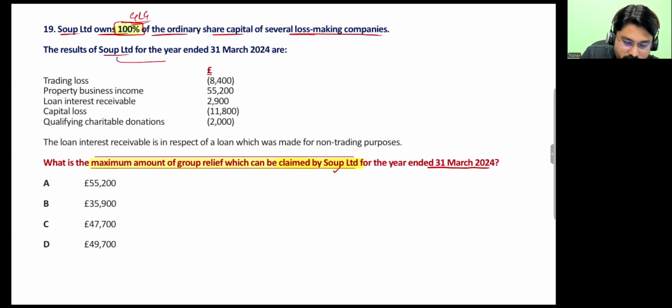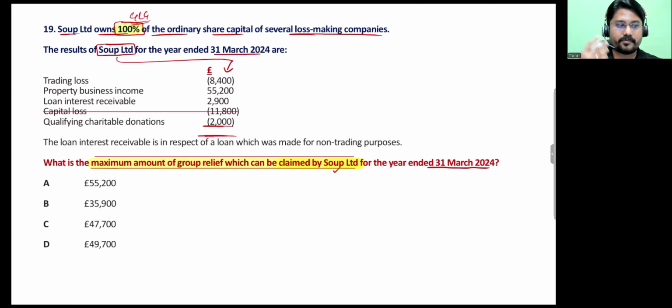S company's results for the year ended 31st March 24 are given. And as I guided you, capital losses are ignored for group loss group purposes. Except for this, can you please check how much amount is available for S company by adjusting its own losses with itself? Firstly, S company will adjust its own losses and gains with its own amounts. And for a company, interest receivable is recorded on an accrual basis, so this is to be considered as interest income for the company. The loan interest receivable in respect of a loan which was made for 9 months was for non-trading purposes.